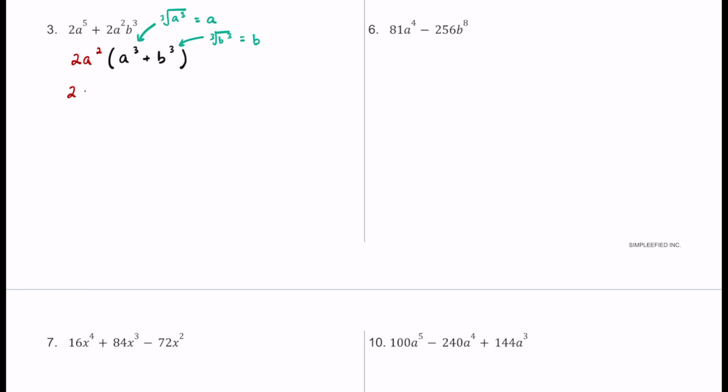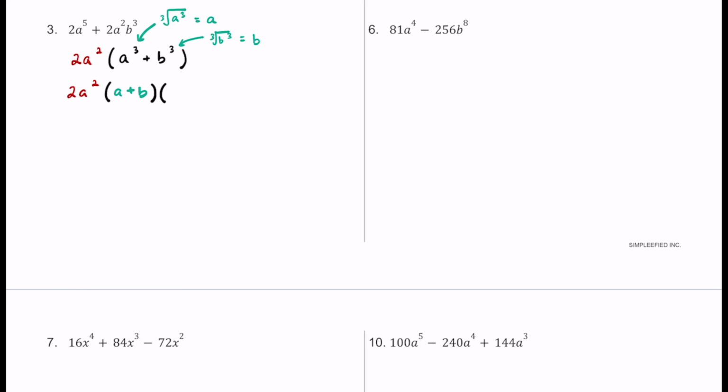Okay, so this 2a squared is going to go in front. And then what happens when we factor sum of cubes? Well, you are always going to add the sum of their cube roots. So we're going to have a plus b. If you want to look up your sum of cubes patterns, it's always going to be the sum of their cube roots. Then after that, what are we going to do?